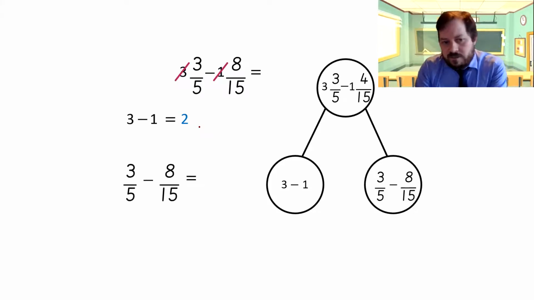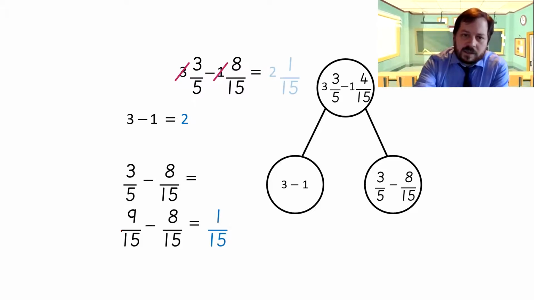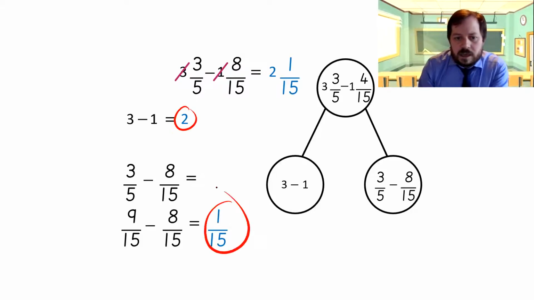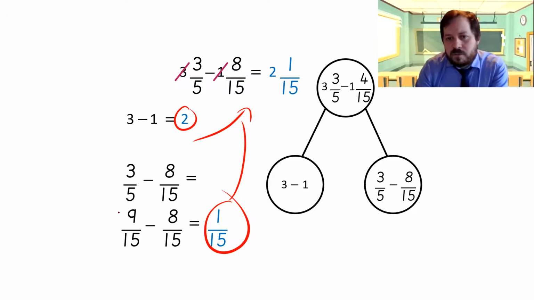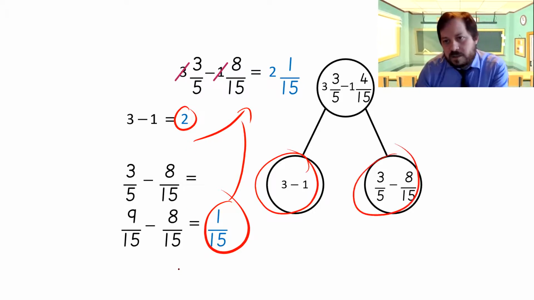And then we've got 3/5 minus 8/15. We have to follow our rules of subtraction and fractions, so we find the same denominator. So 3/5 becomes 9/15. We minus the 8/15, and we get 1/15. Then we put the two answers back together again, and we get 2 and 1/15. Complete the whole numbers and the fractions independently of each other.